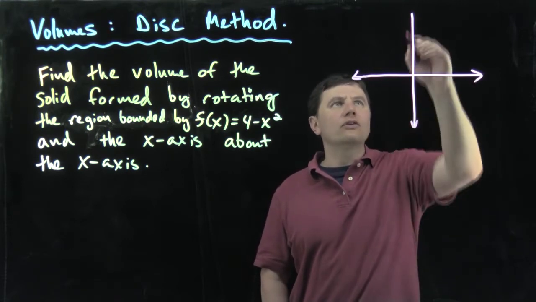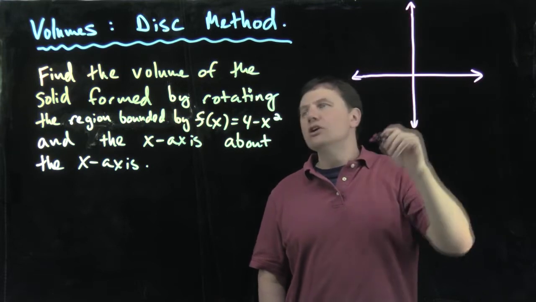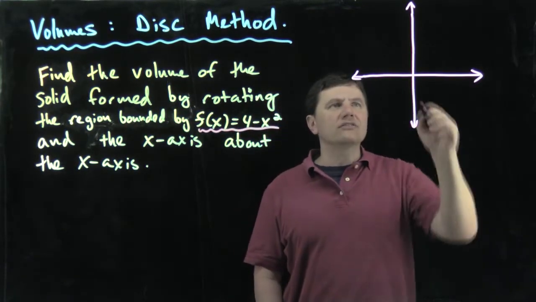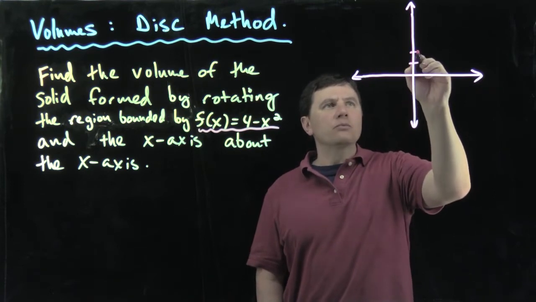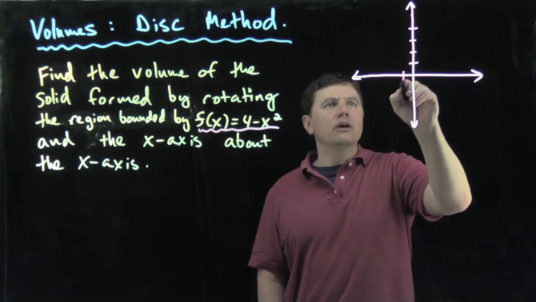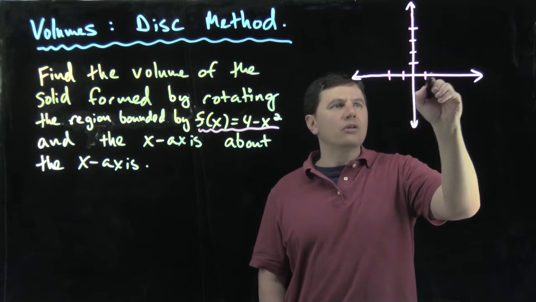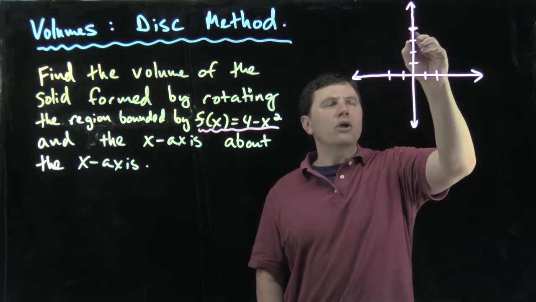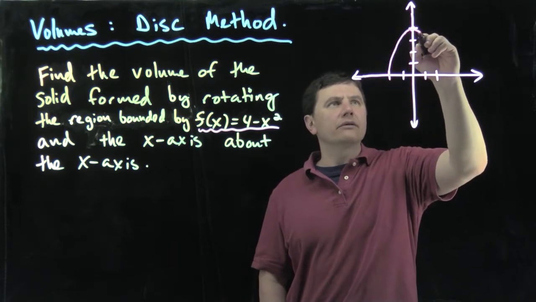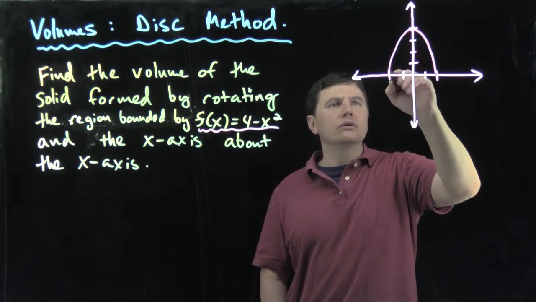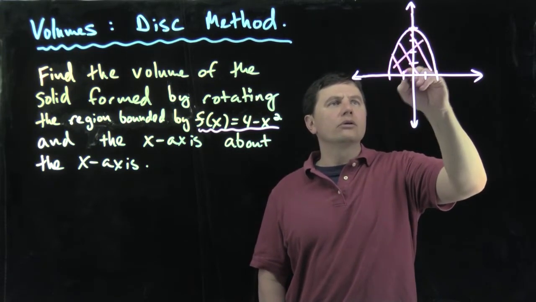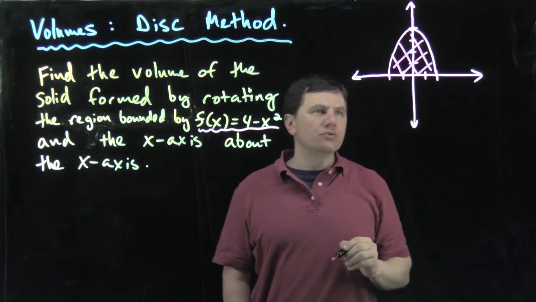Okay, so let's start off with the region. f of x equals 4 minus x squared. That's pretty easy. That is just a standard upside down parabola. You should have no problem graphing that. Okay, so the region we're talking about here is this region right here.